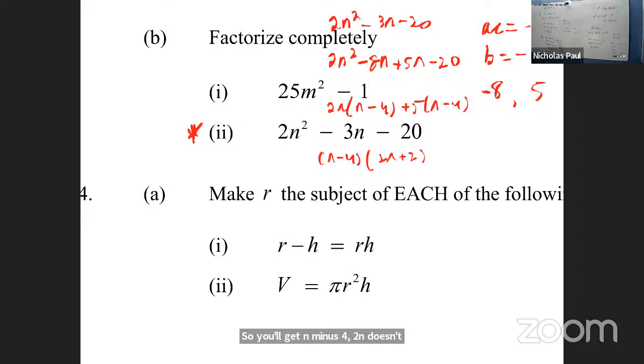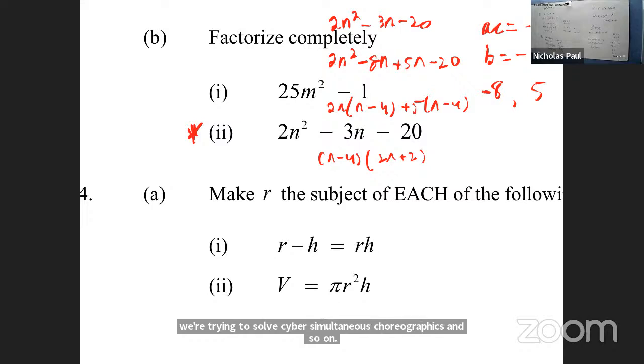That's okay? Yeah? Next day, we'll do some more operations and solve it. Okay? We'll try and solve everything. Solve simultaneous, quadratics, and so on.